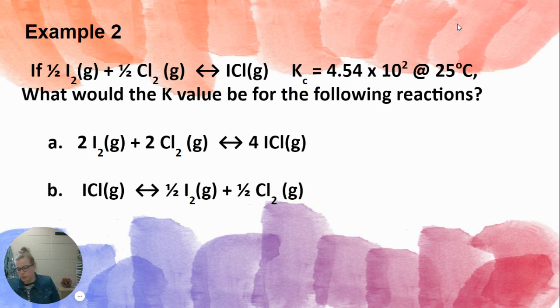So our example number 2 here is going to be, excuse me, my original equation is half I2 plus half Cl2 turns into ICl. And for that, my K value is 4.54 times 10 to the second. So it's product favored at this point. The question is, what would the K value be for the following reactions? A, it's 2 I2 plus 2 Cl2 turning into 4 ICl. And the other one, it's ICl turning into half I2 and half Cl2. So we've got 2 situations that we'll take a look at.